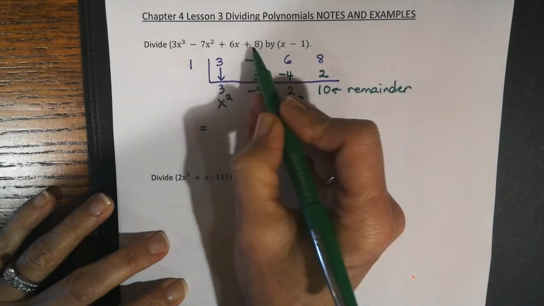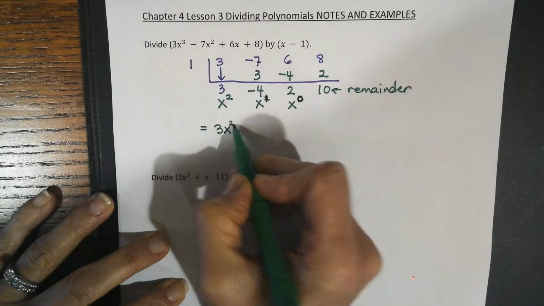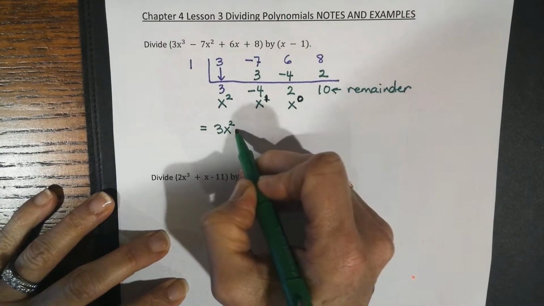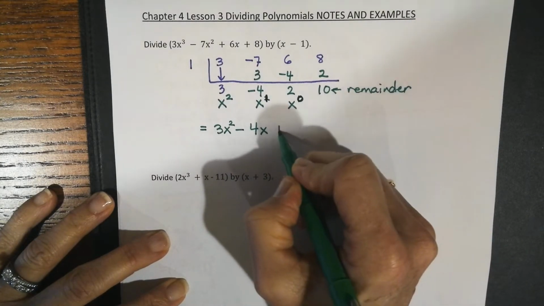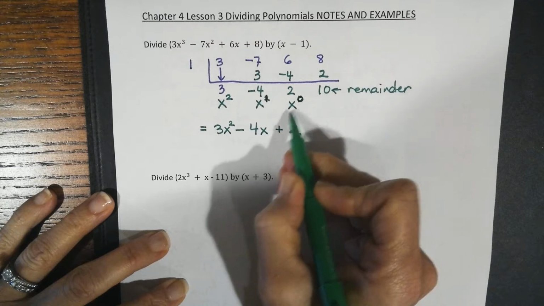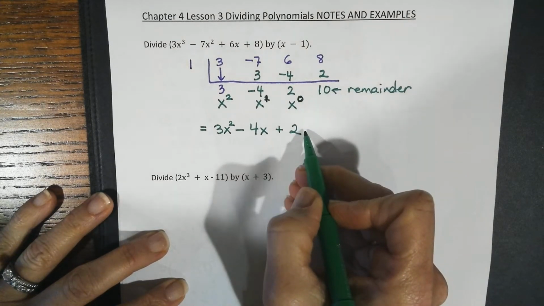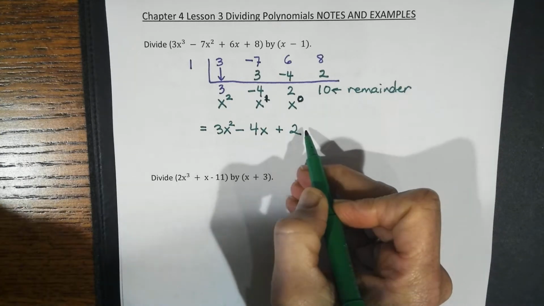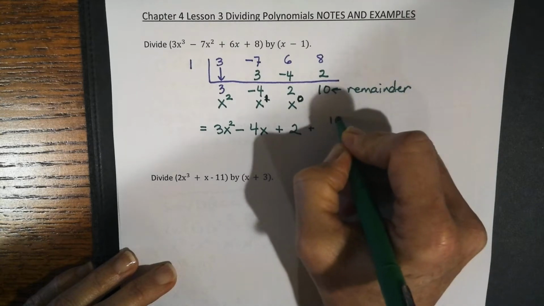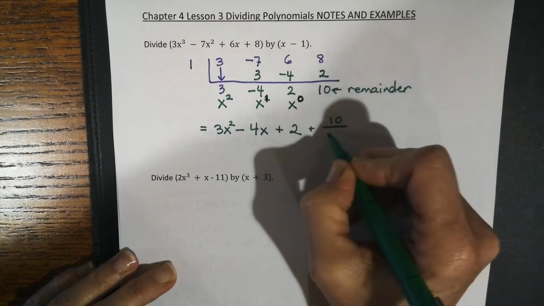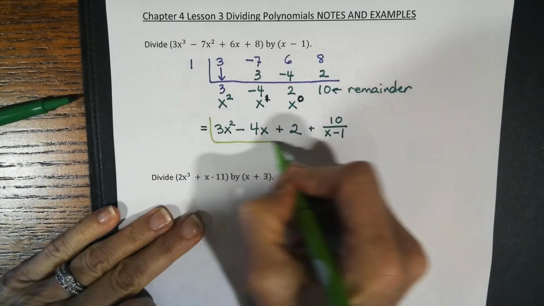Here's our final answer. So when I divide this long polynomial by x minus 1, I get 3x squared minus 4x to the 1 plus 2. And x to the 0, remember, is a constant. That's like a 1. So I don't have to write x to the 0. And then my remainder is 10. So it's plus 10 over the divisor, which is x minus 1. That is my final answer.